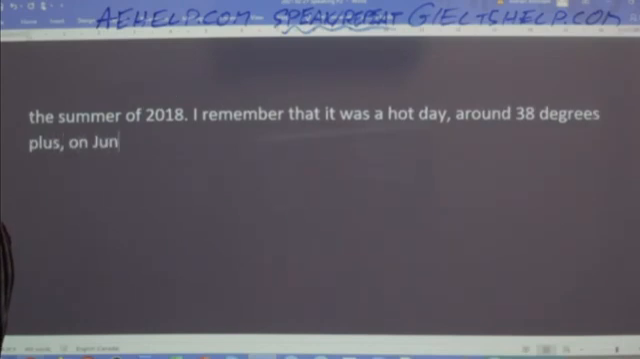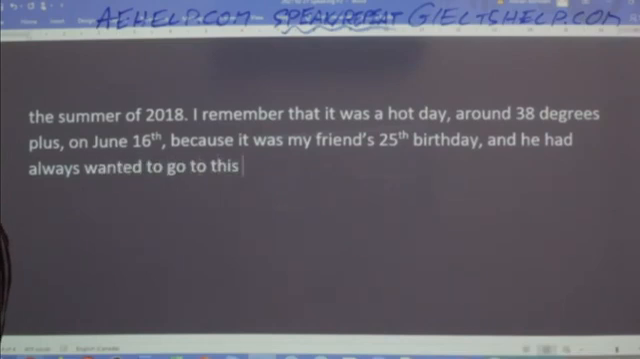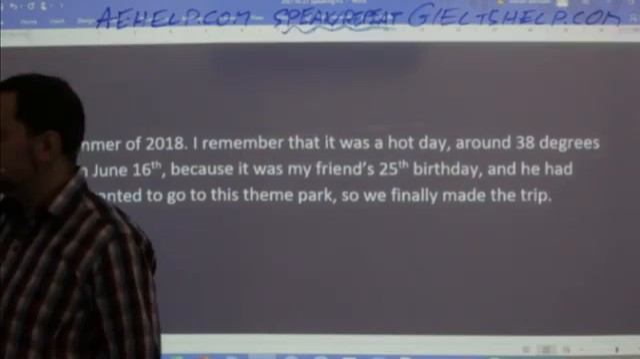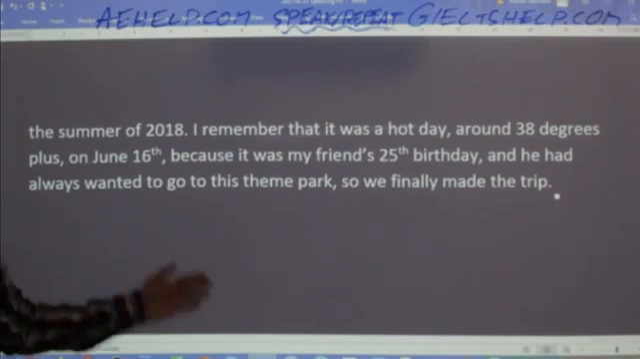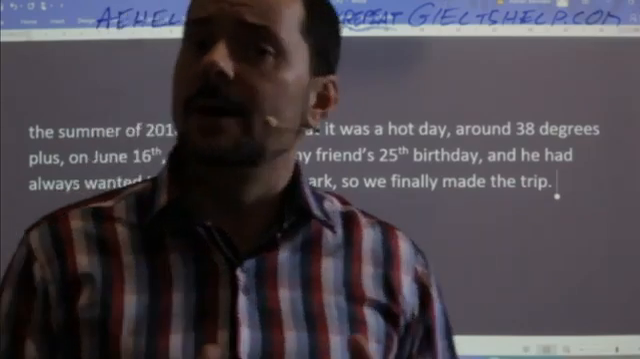on June 16th because it was my friend's 25th birthday, and he had always wanted to go to this theme park, so we finally made the trip. Okay, so again, I'm giving more information about the specific day, what that day was like. I'm setting the context.